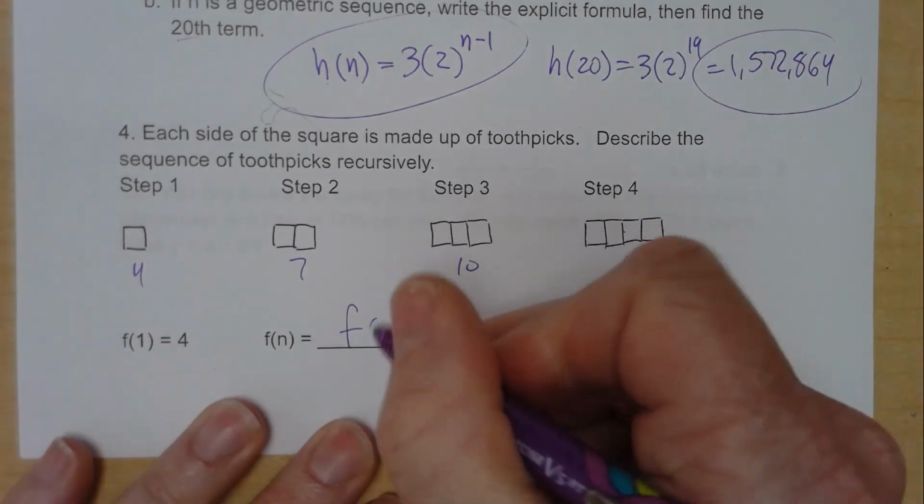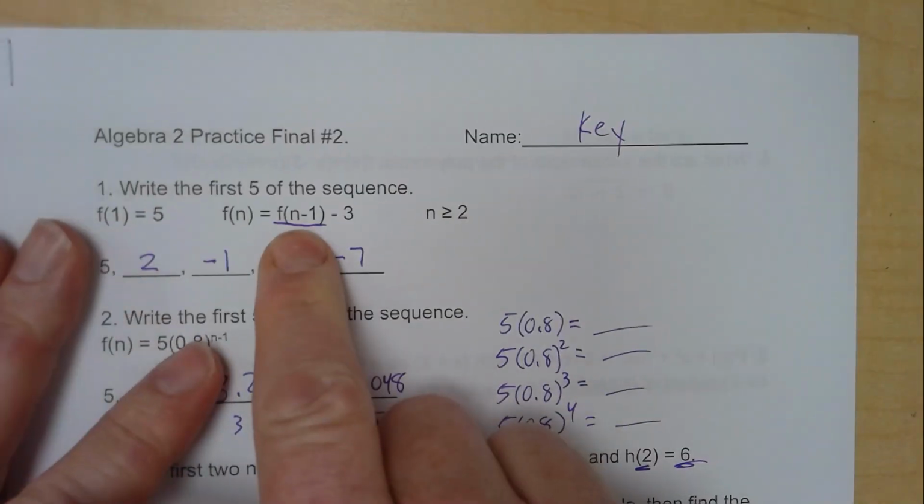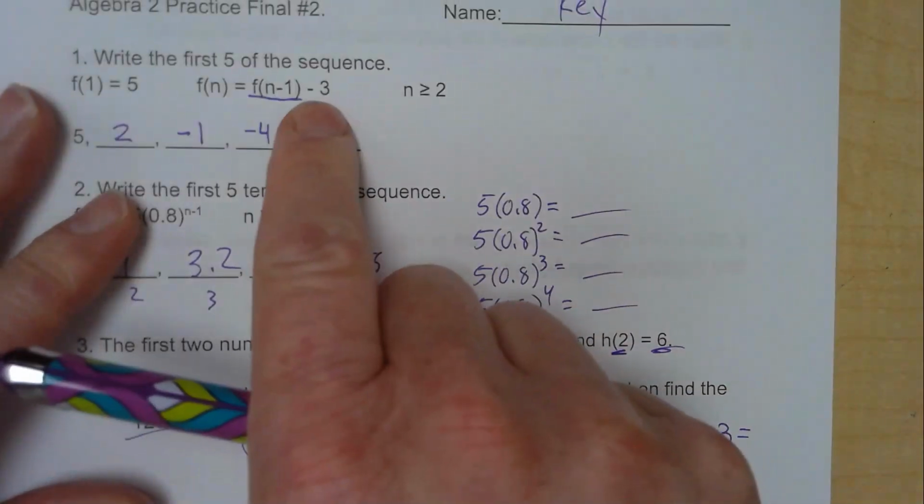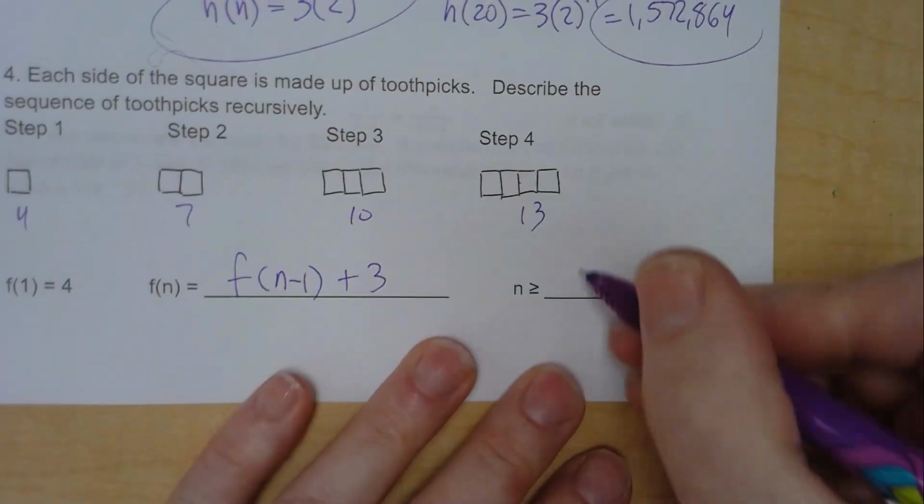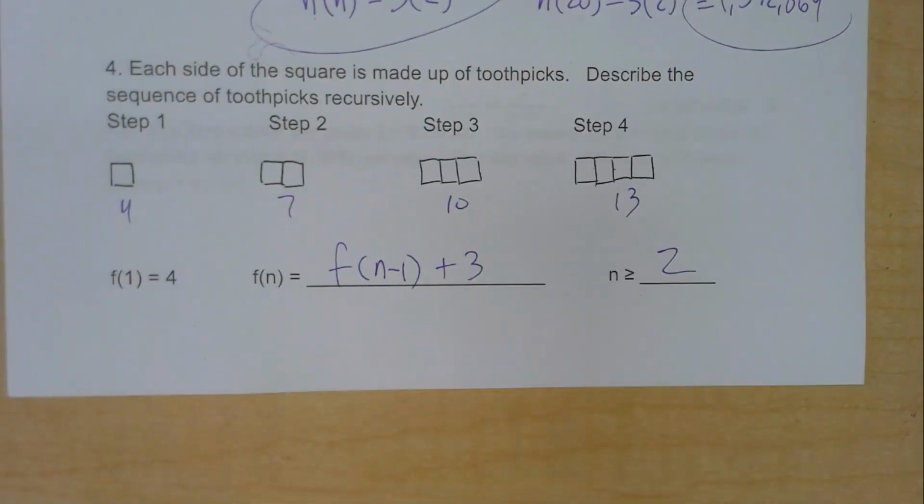So it's the previous term, which is the n minus 1, the previous term. And then we are adding 3. Oh my gosh, it's the same as this problem, except it's adding 3 instead of subtracting 3. And you're always given the first term, and then you start with the second term. So that's a 2 right there.